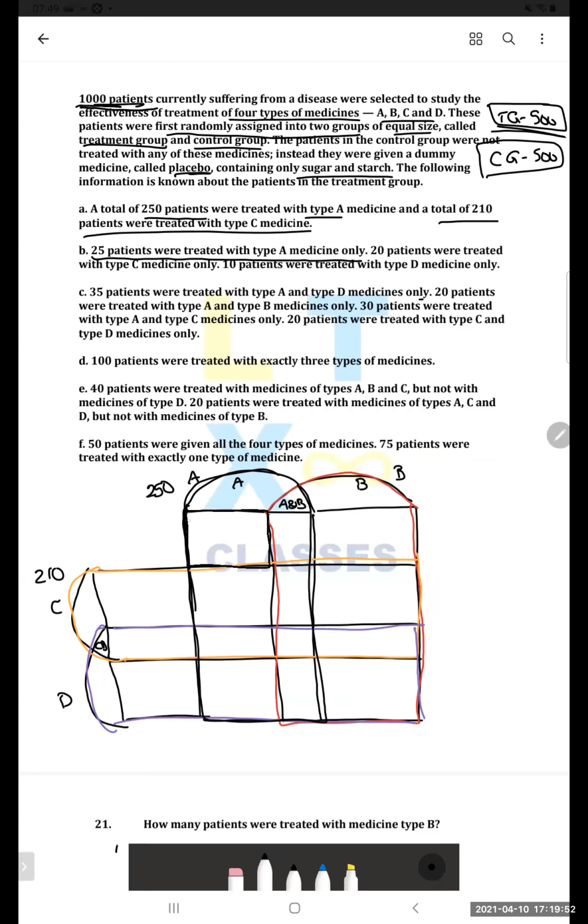So this is type A only. So can I say this is 25? Correct? Yes, sir. Okay. 20 patients were treated with type C medicine only. So this is type C only because it's not overlapping with anything else. So this is 20. 10 patients were treated with type D only. So this is type D. So this is 10.